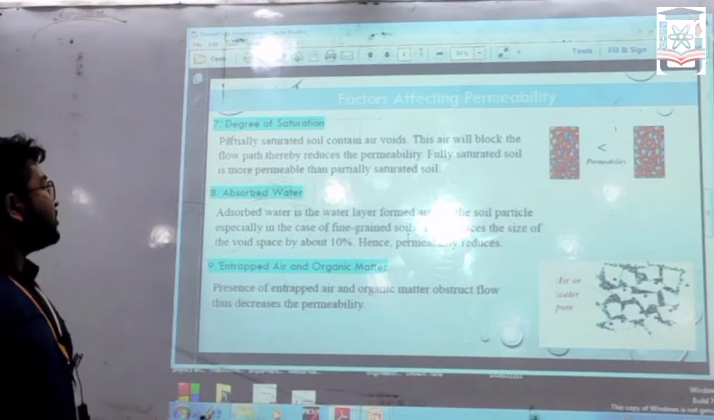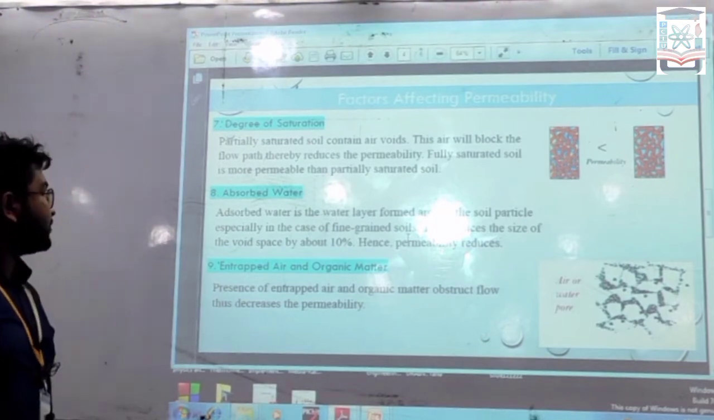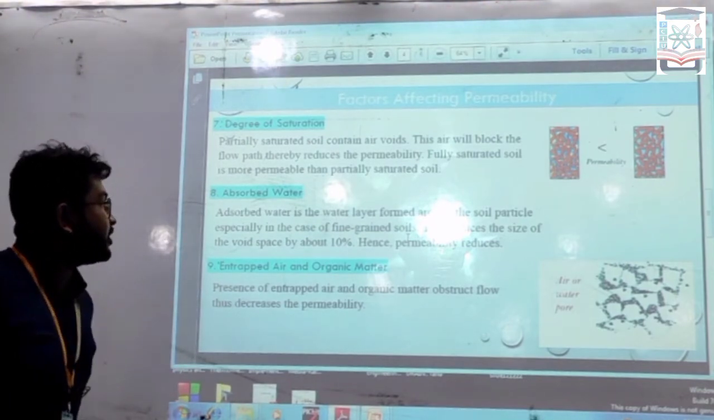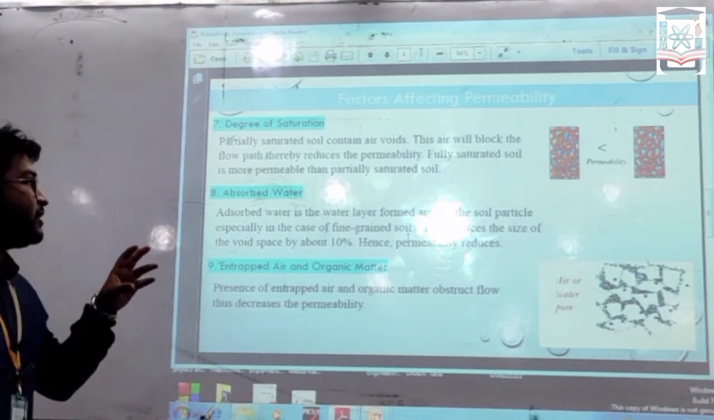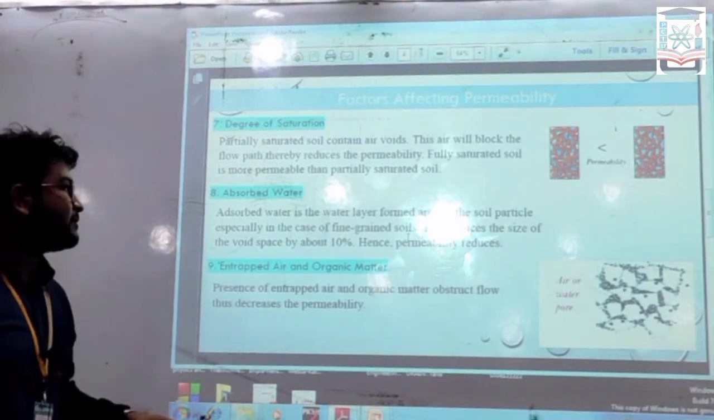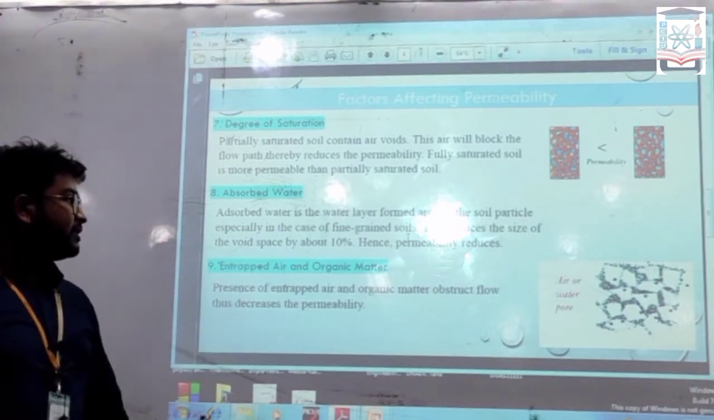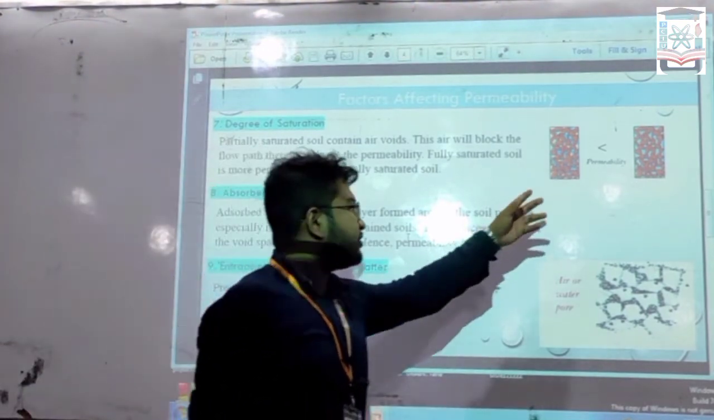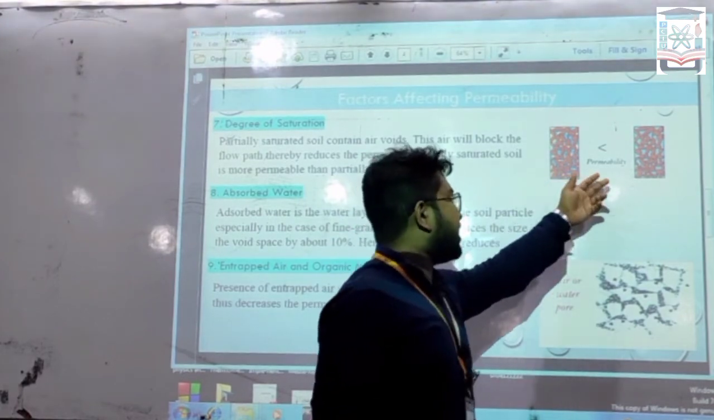First of all, I will tell you about degree of saturation. Partially saturated soil contains air, but this air will block the flow path, thereby reducing the permeability. Fully saturated soil is more permeable than partially saturated soil, and in this picture we see partially saturated and fully saturated.